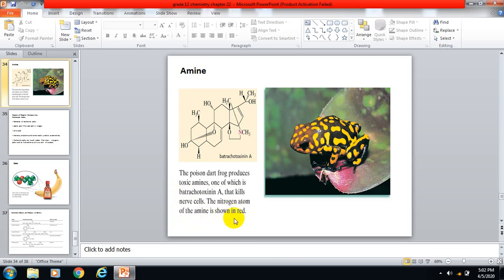Okay. Look at this frog. It belongs to, I think, Australia. Okay. Batrachotoxin A. Batrachotoxin A.